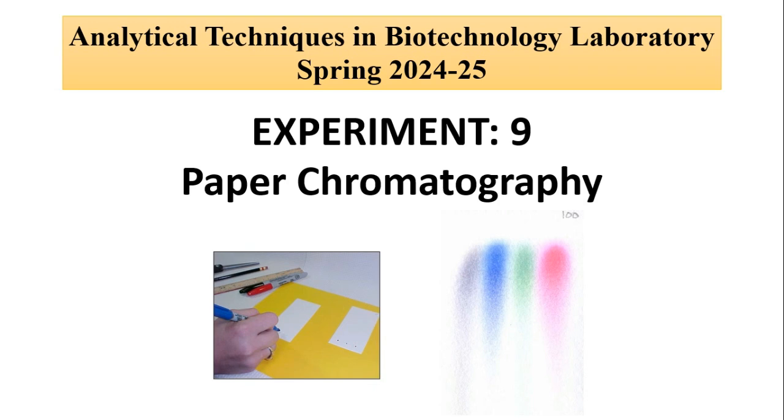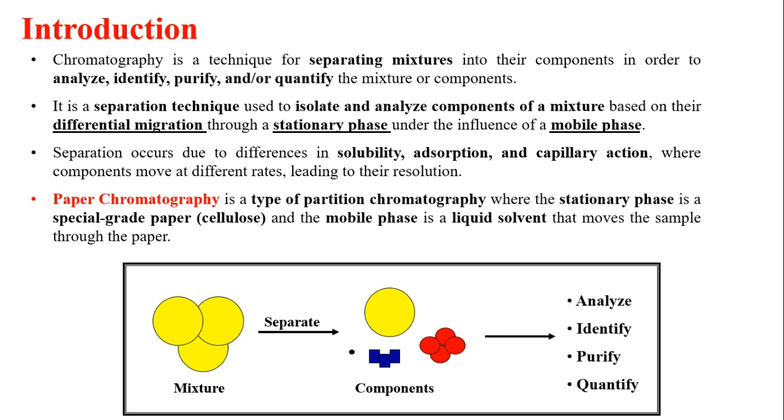In any chromatography technique, as I've already explained in the theory classes, we have two types of phases. One is called the mobile phase and the other is called the stationary phase. If we have to separate different compounds from a mixture, we have to understand how the different compounds interact with the stationary phase and with the mobile phase. Chromatography is a method used to separate different kinds of mixtures into their respective components, and it has four purposes, as you can see here: analyze, identify, purify and quantify.